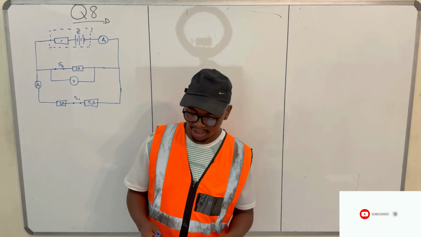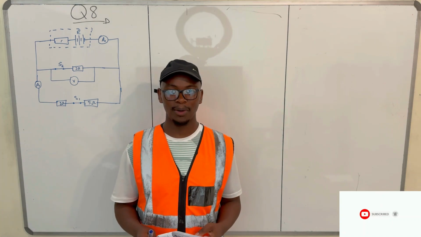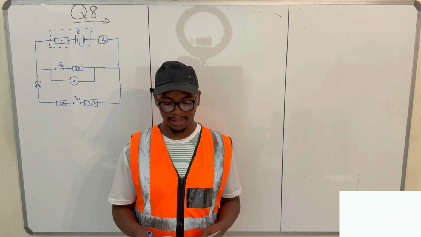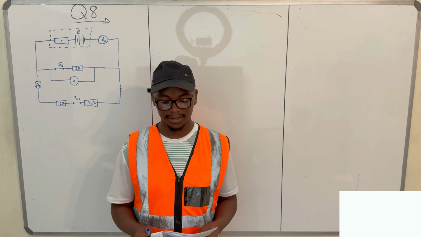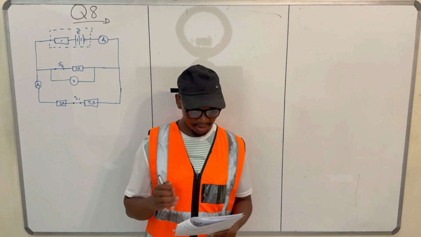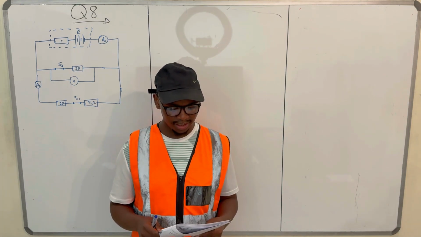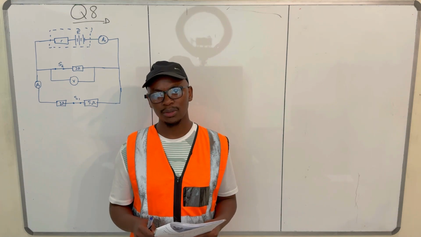Today we'll be looking at the grade 12 physical science paper 1. We'll be focusing yet again on electric circuits. Okay, so this is going to be the 2023 May-June question paper.